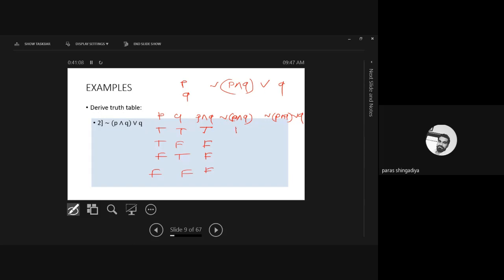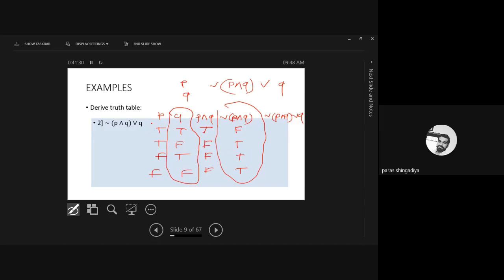So that T will convert to the F and remaining all are the T. Okay. So now use this column and the column of Q. Clear? This is column Q answer. And apply the OR operator. Okay. Apply the OR operator between these two columns.